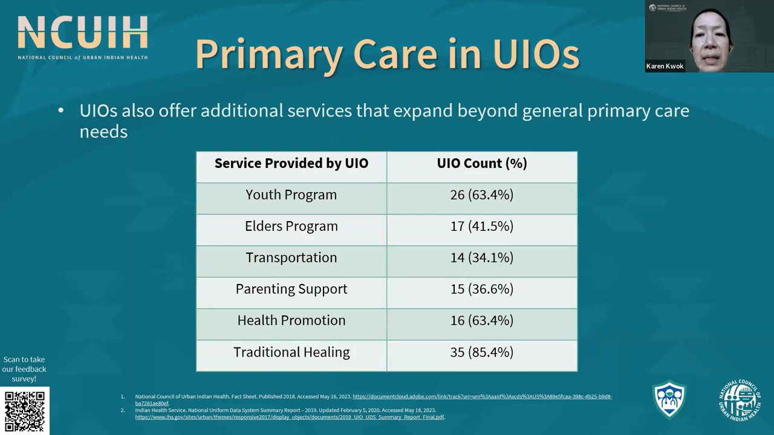Additional UIO services reflect the important roles that youth, elders, and parents have in the community. Traditional culture, a protective factor, is used with UIOs to promote wellness with traditional healing, as well as offering youth, elder, and parenting support programs. We discuss IPC practices and traditional healing in this community of learning event on IPC and urban behavioral health settings, which you can also watch on YouTube.